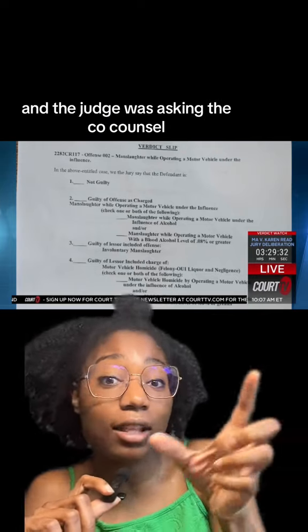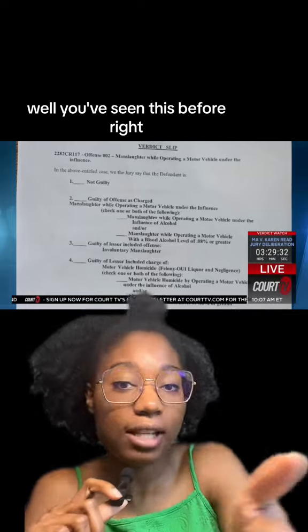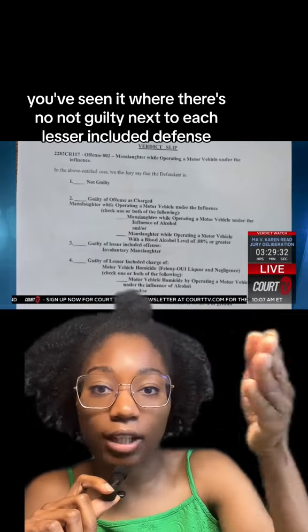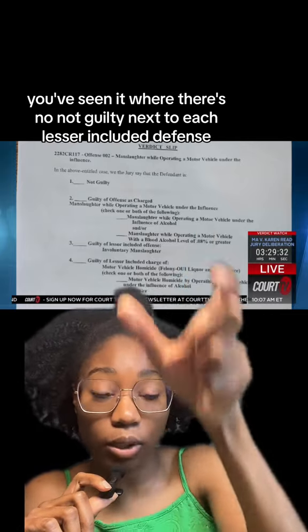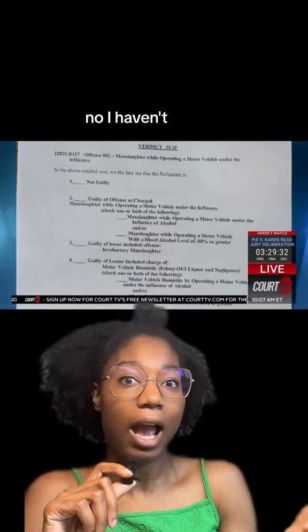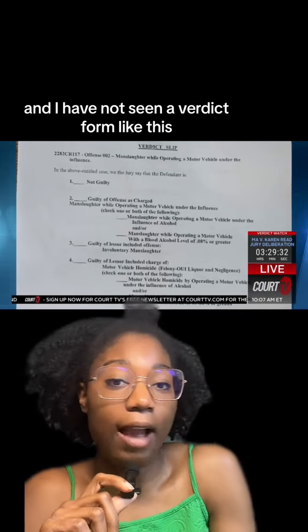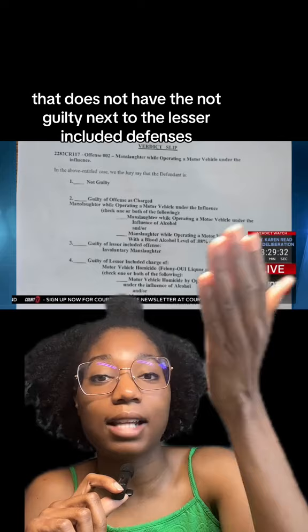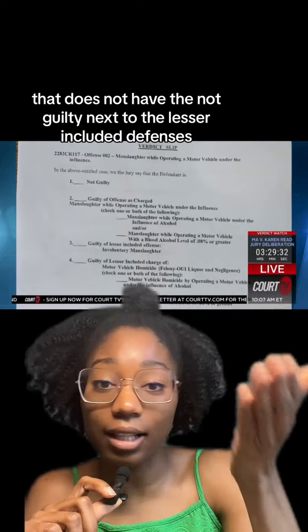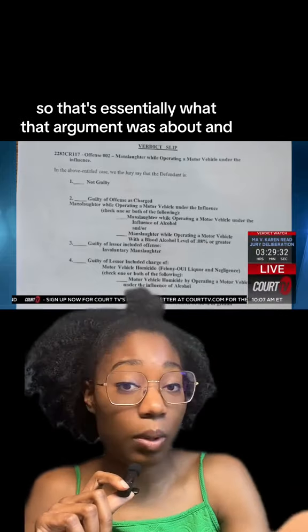And the judge was asking the co-counsel, the other defense attorney, well, you've seen this before, right? You've seen it where there's no not guilty next to each lesser included offense. And that other defense attorney said, no, I haven't, and I've tried cases before, either in this court or wherever, and I have not seen a verdict form like this that does not have the not guilty next to the lesser included offenses. So that's essentially what that argument was about.